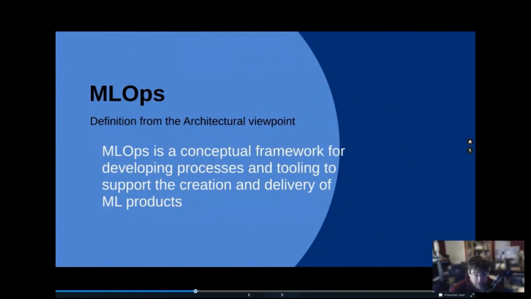So fundamentally, MLOps is just a conceptual framework for developing processes and tooling to support how you get stuff into production, whatever production means. When you take it from this viewpoint, it allows you to focus on the areas where you say, this is what we really need. This is where my organization needs help.